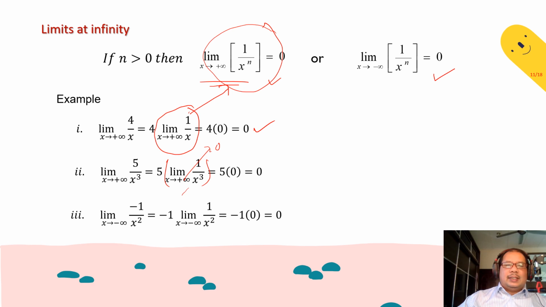Similar for this, the limit as x approaches negative infinity of negative 1 over x squared, you can write as negative 1 times the limit of 1 over x squared as x approaches negative infinity. This value becomes 0 also. Okay, we use these properties. So negative 1 times 0 is 0.